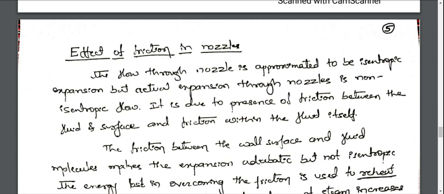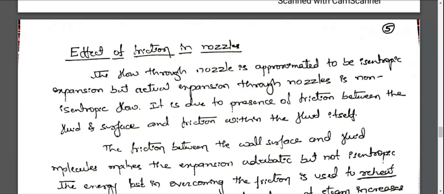Here friction is not considered. But in the actual expansion through nozzles, the friction factor comes into the picture. Due to the presence of friction, the expansion process will not be reversible, it will become irreversible. When the process is irreversible, it is called non-isentropic flow. It is due to the presence of friction between the fluid and the surface of the nozzle, or friction may be between the two molecules of the fluid itself. That is also a point.